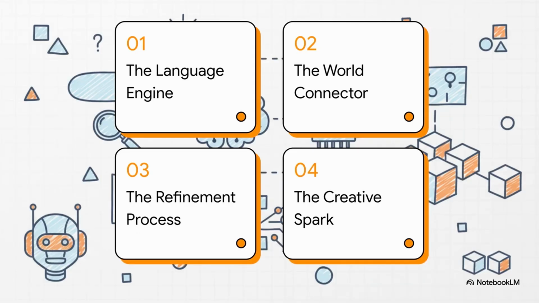So, here's our game plan. We've broken down these 9 concepts into 4 main sections of our toolkit. First up, the language engine, how AI actually reads and writes. Then, the world connector, which is how it plugs into real-time info. After that, the refinement process, how we train and tame these things. And finally, the really cool part, the creative spark, or how AI generates brand new stuff.